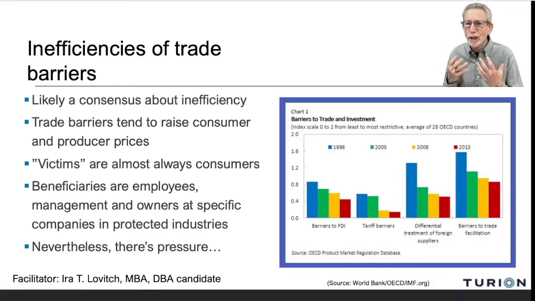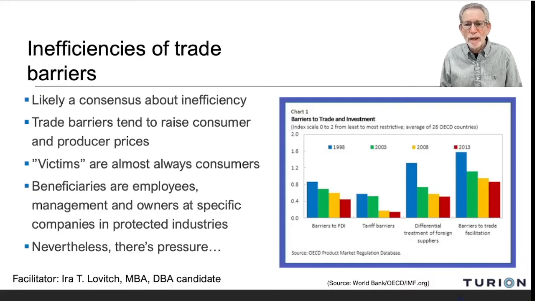Who are the victims of trade barriers? Well, almost all the time they're going to be consumers, because by raising the price in the importing country, it of course will raise the price for the consumer to buy that commodity or that item. Who are the beneficiaries? Who gets something out of a trade barrier? Well, employees, management, and owners at any specific industry that's been protected.